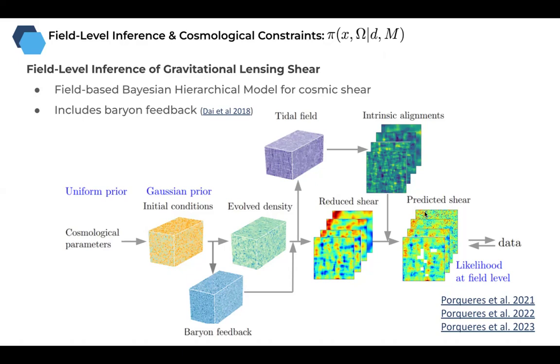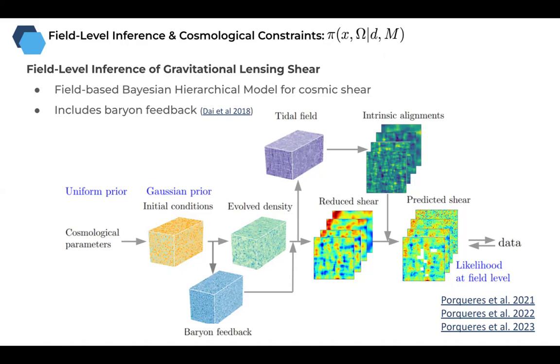And that basically results in the predicted shear that can then be compared to data at the field level, at every individual position in space. That allows a very detailed simultaneous reconstruction of the three-dimensional matter distribution and the cosmological parameters.